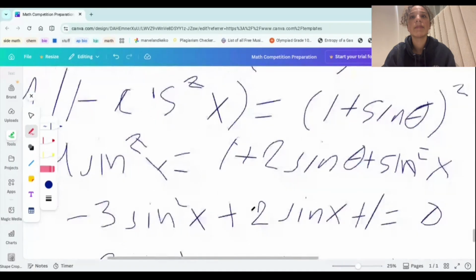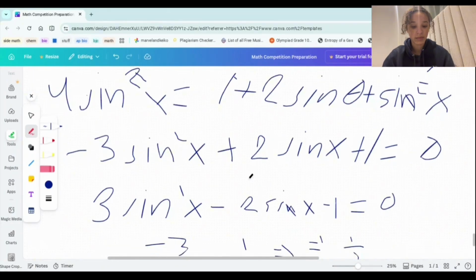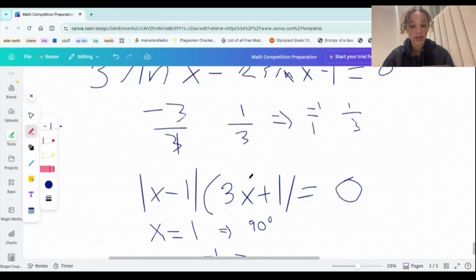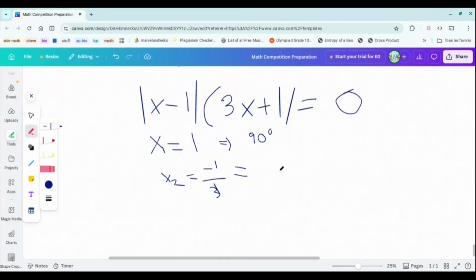Anyways, I'm going to do sine inverse of minus 1 on 3. Hey guys, sorry, my phone died once again. But anyways, I was finding what theta is if sine of x equals minus 1 on 3. Again, I'm doing it in degrees, and it gave me minus 19.47 degrees. And then I translated that into a positive value by adding 360 to it.